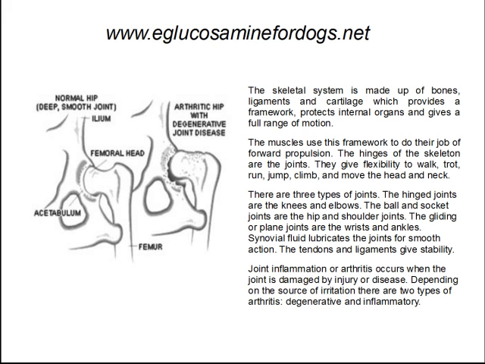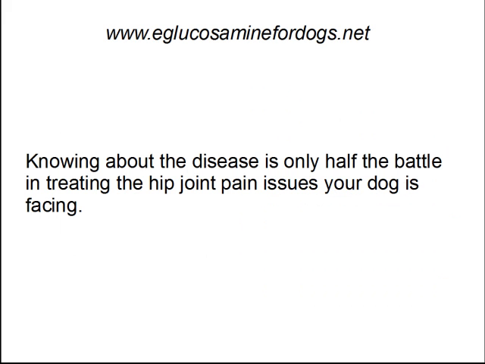There are three types of joints. The hinge joints, which are like the knees and elbows, the ball and socket joints, which are the hips and shoulders, and the gliding or plane joints, which are the wrists and ankles. Synovial fluid lubricates all the joints for smooth action, and the tendons and ligaments give stability. Joint inflammation or arthritis occurs when the joint is damaged by injury or disease. Depending on the source of irritation, there are two types of arthritis: degenerative and inflammatory. Knowing about the disease is only half the battle in treating it.